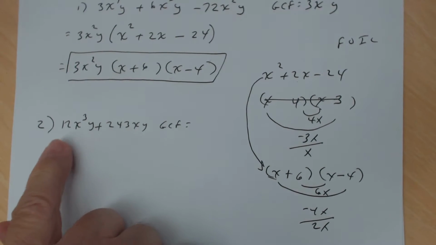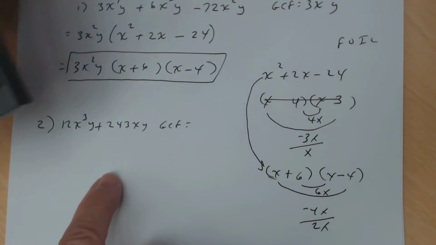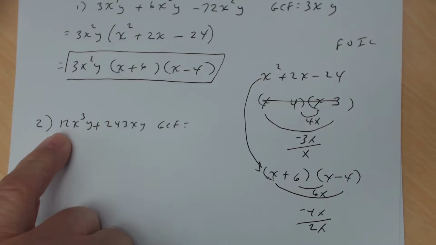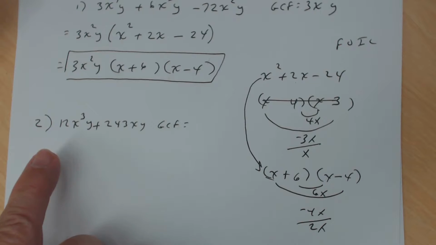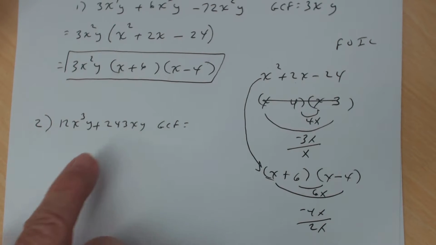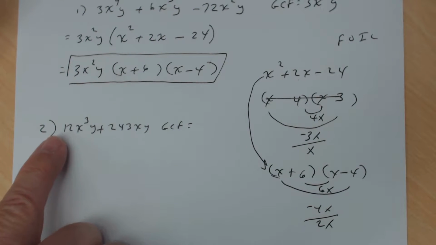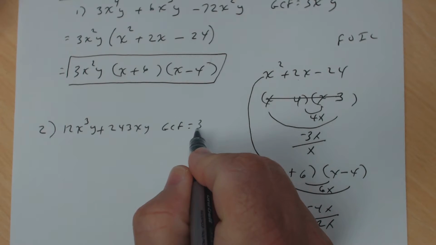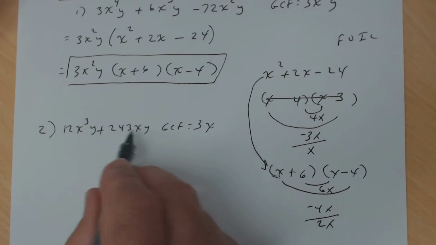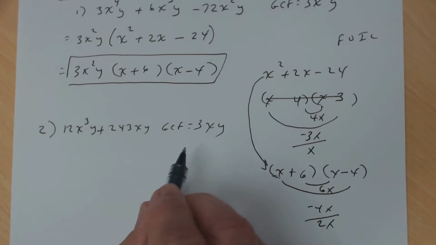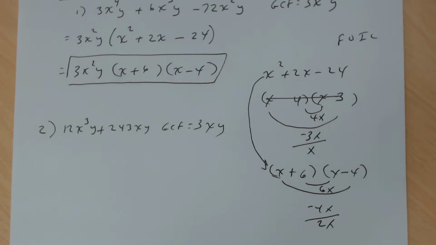Okay, and then 12. Again, 12 is even, so 12 times 1, 12 times 2, 12 times 3, 12 times 4. When you multiply that, the last digit is always going to be even, and this is odd. All right, so the GCF here has to be 3. And so for the x's, I'm going to have to use x to the first, and the y has to be y. Okay, so there's your GCF. So 3xy.